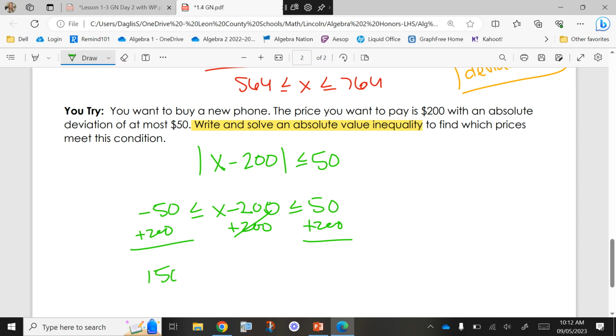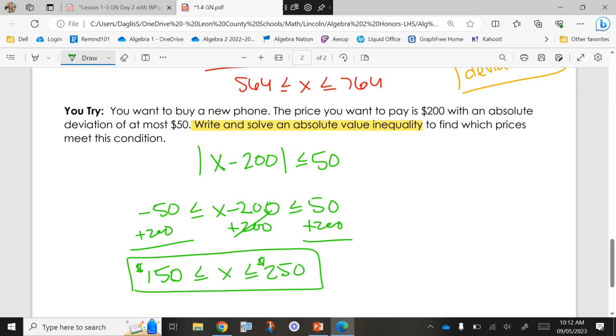So we are willing to pay between $150 and $250 for a new phone. So again, reading this, you might have already figured that out. Logically speaking, the Algebra 2 side is creating that absolute value equation and showing how to solve it. All right? Good. Yeah, because we're finally solving for x.